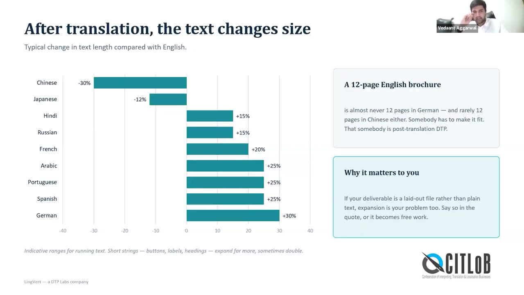Somebody has to make it fit. That somebody is called the post-translation DTP. And here's the part that concerns you directly. If your deliverable is a laid out file rather than plain text, expansion is your problem too. Your translation can be perfect and the file can still come back rejected because it no longer fits the page. So it's better to say in your quote, or the relayout becomes essentially free work for you, or for your client.